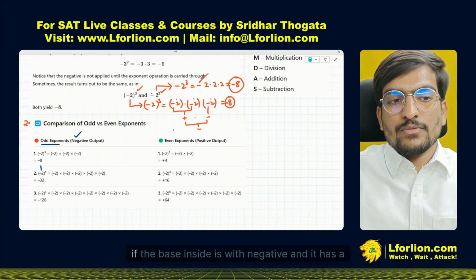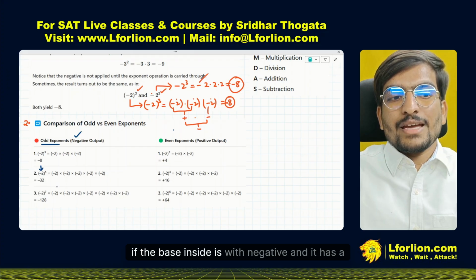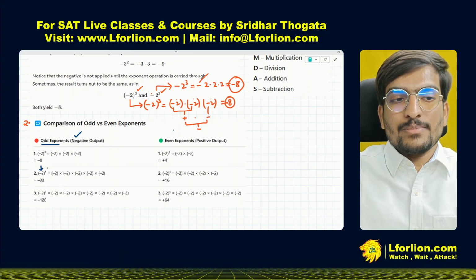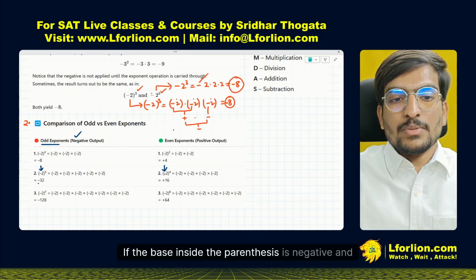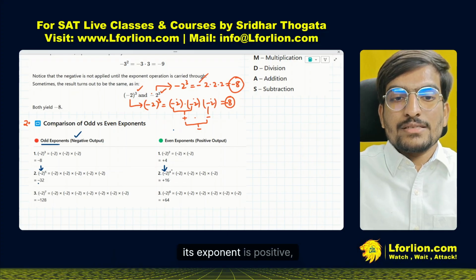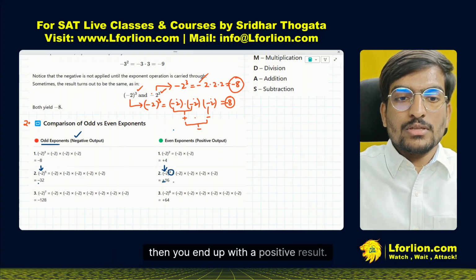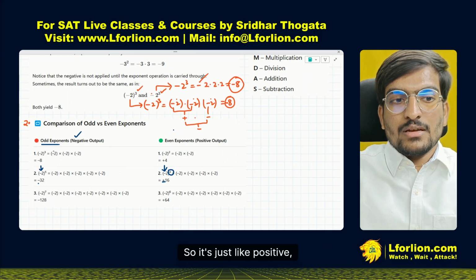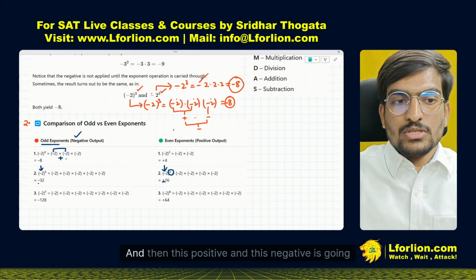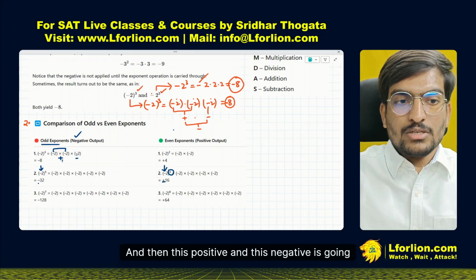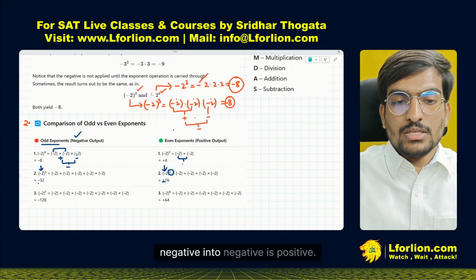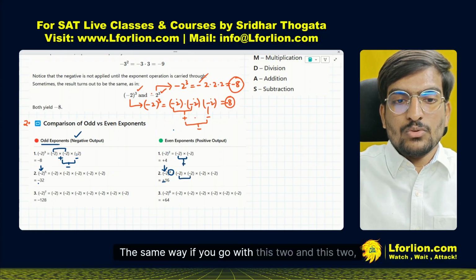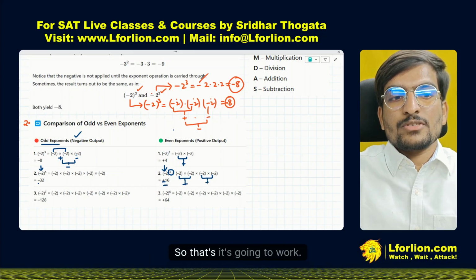Just now we did, if the base inside is negative and it has an odd exponent, then it's going to end up negative. If the base inside the parenthesis is negative and its exponent is positive, then you end up with a positive result. It's just like positive into negative is negative, and then negative into negative is positive. The same way, if you go with this two and this two, you end up with positive positive, so it's finally positive. So that's how it's going to work.